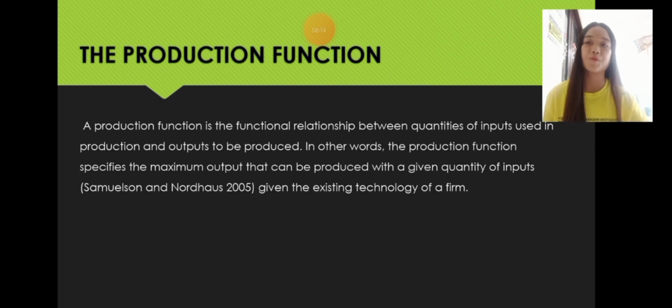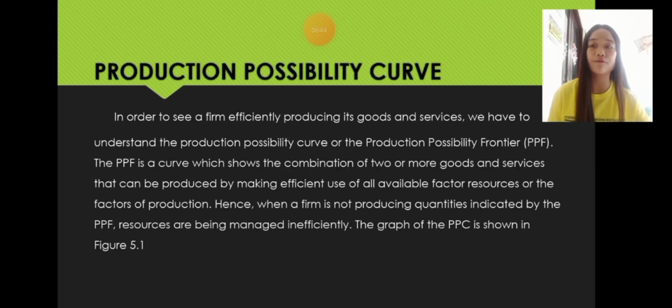So next is production function. A production function is the functional relationship between quantities of inputs used in production and outputs to be produced. In other words, the production function specifies the maximum output that can be produced with a given quantity of inputs given the existing technology of a firm. So, production possibility curve. In order to see a firm efficiently producing its goods and services, we have to understand the production possibility curve.